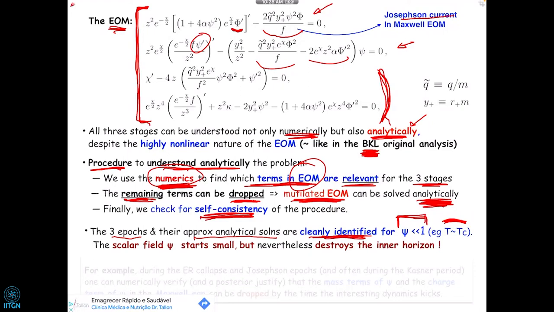Okay. Now the amazing thing is that although these three epochs and the approximate analytical solutions that we will describe are better identified when the scalar field is small, the scalar field starts small, it will nevertheless destroy the Cauchy horizon. So it's not that you need to have a very strong scalar field to destroy the Cauchy horizon.